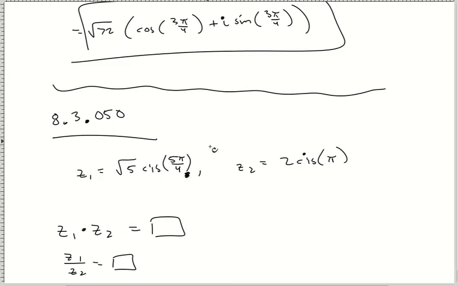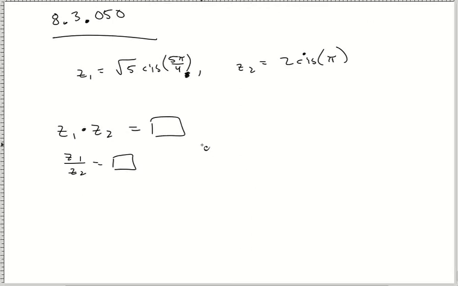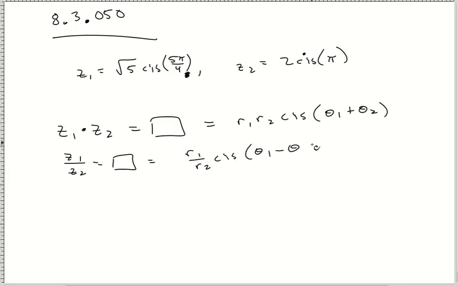And so I'm going to tell you that the CIS format is very good about this. I'm going to give you the formulas. So here's some formulas for you. When I multiply them, Z1 times Z2, this is R1 R2 CIS of theta 1 plus theta 2. Okay? Let me do this one, and then we're going to see the commonalities. So then divided is R1 over R2, CIS of theta 1 minus theta 2.